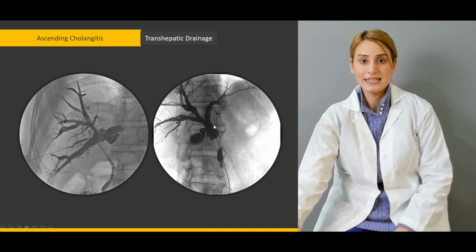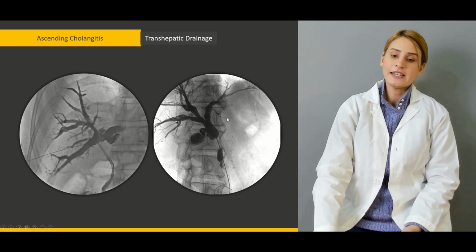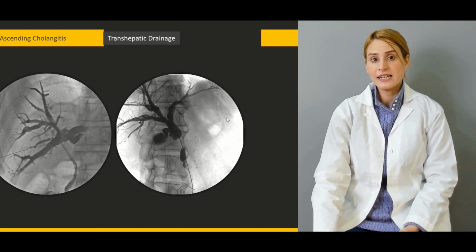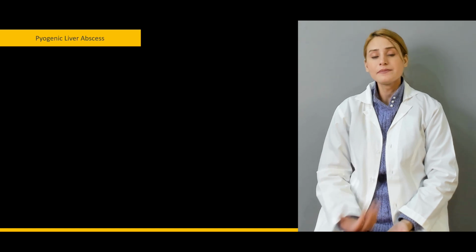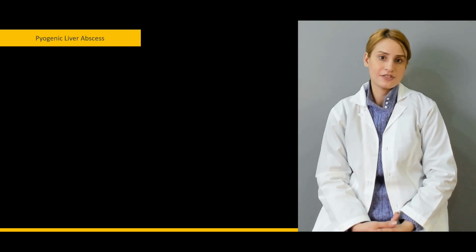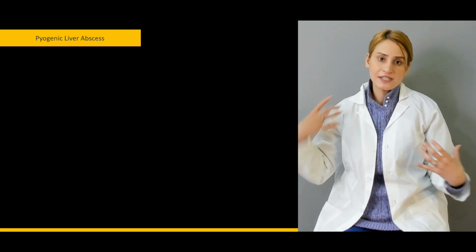They combine together to form the common bile duct, which is very much dilated, and you go percutaneously through the transhepatic route and do the stenting. So that was about the descending cholangitis. So pick up the infection as soon as possible.